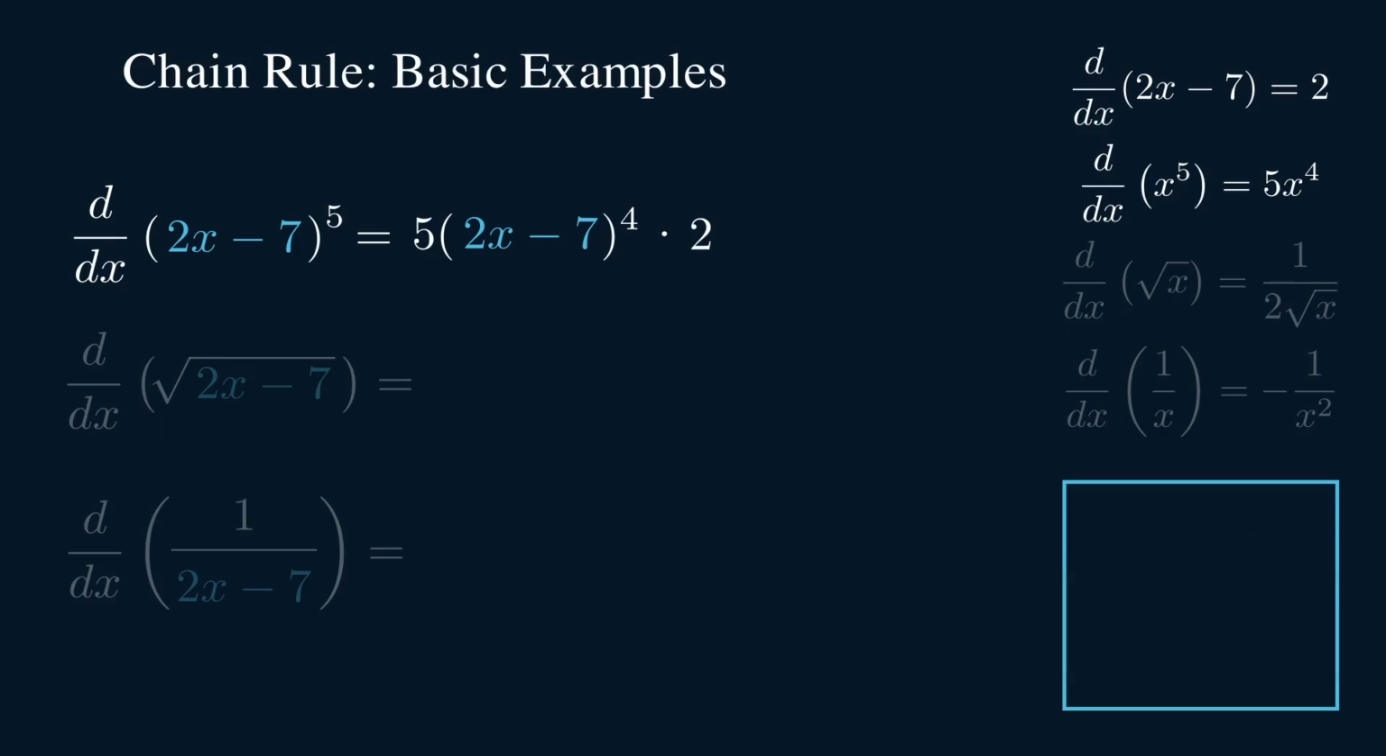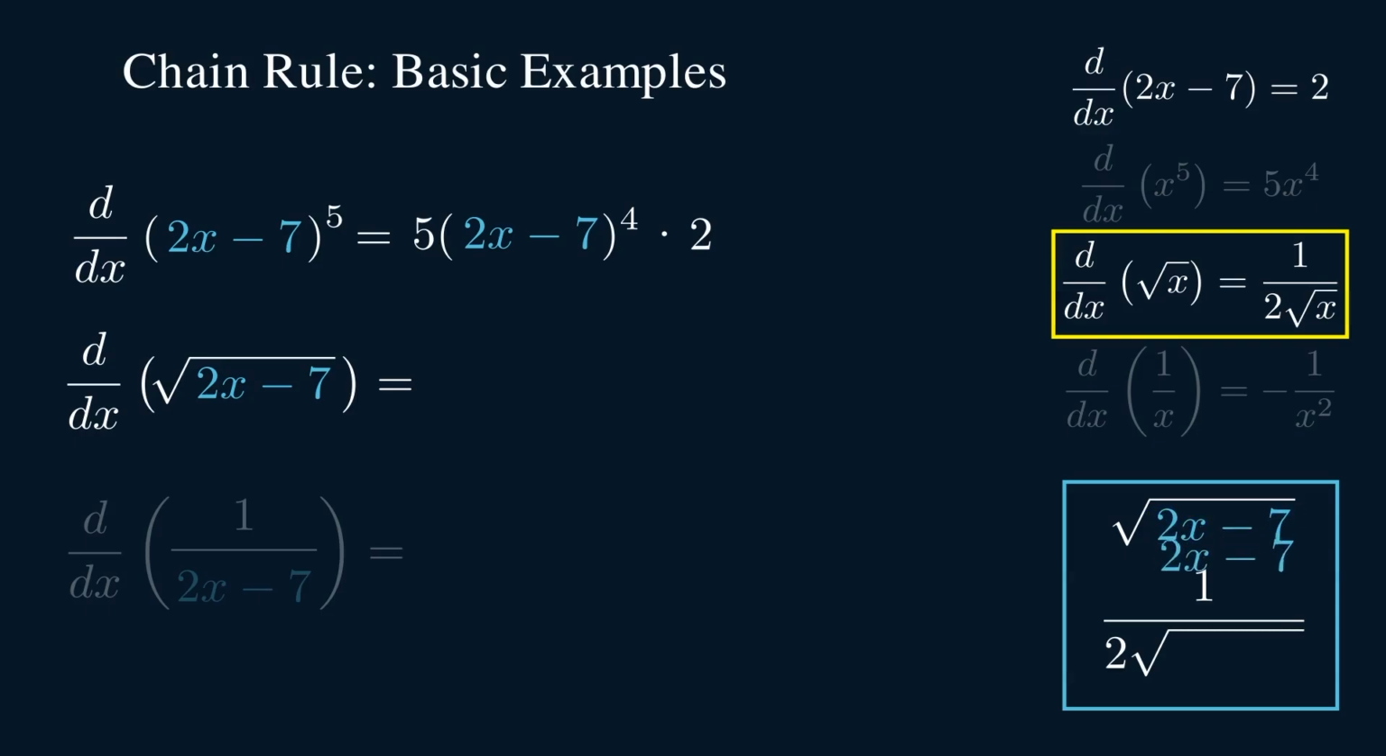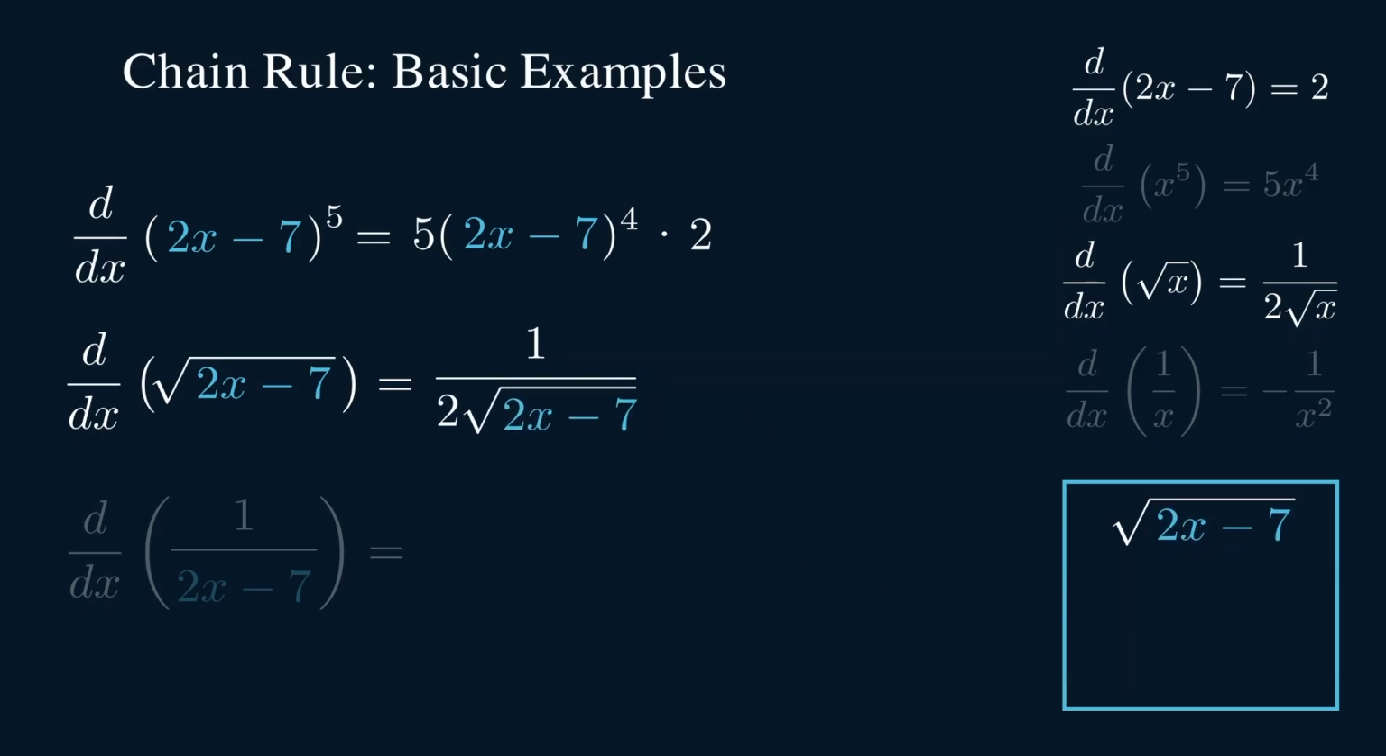Now, we find the derivative of the second composite function, square root of 2x minus 7. First, take the derivative of the square root function and evaluate it at the given input 2x minus 7 to get the first factor in the derivative. This completes the derivative of the outer function. The derivative of the inner function 2x minus 7 is 2, which is the second and final factor of the derivative.